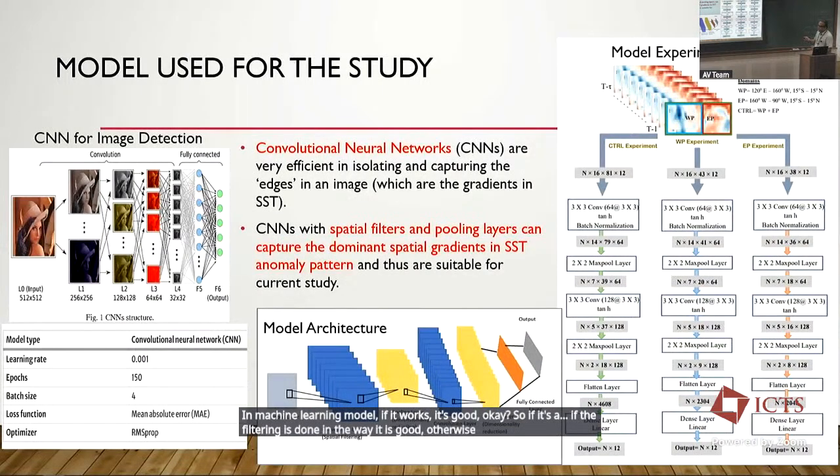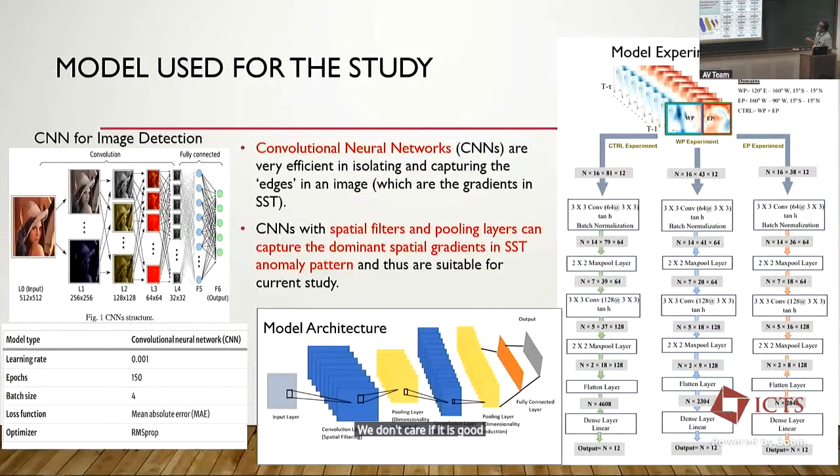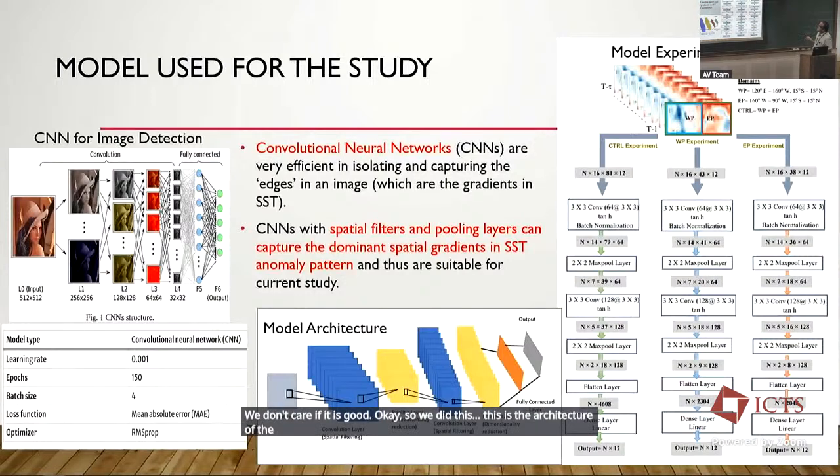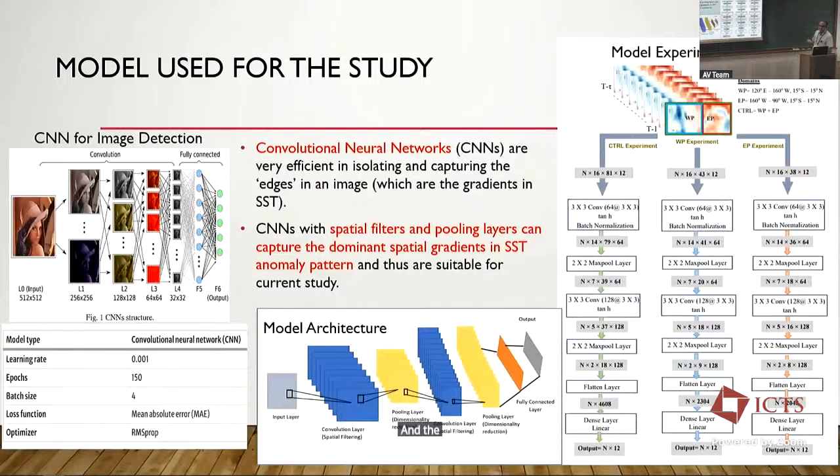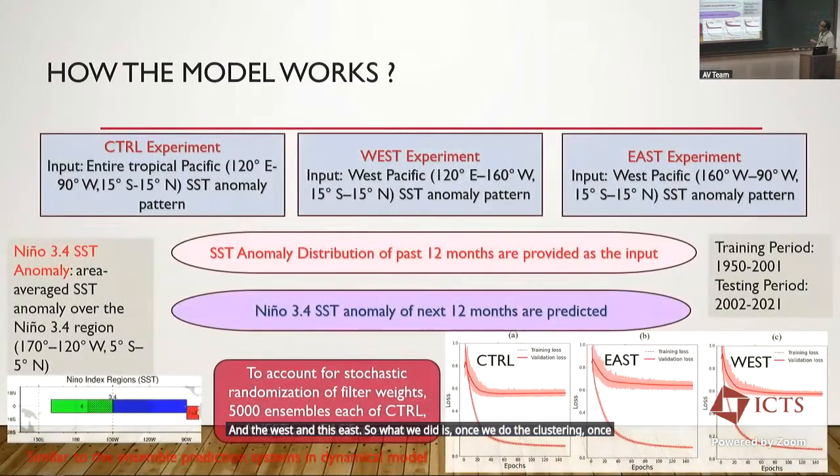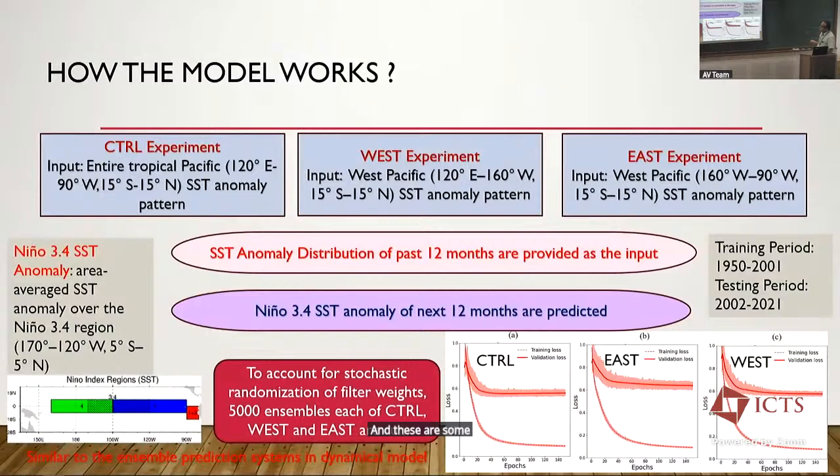Otherwise, we don't care if it is good. Okay, so we did this. This is the architecture of the model. We did 3 experiments. One, we took the whole Pacific. Another, we took West Pacific, and another we took East Pacific. What we are calling control is where we have taken the whole Pacific, and then the West and this East. So what we did is, once we did the cluster, these are some of the training features which you can see in the paper itself.